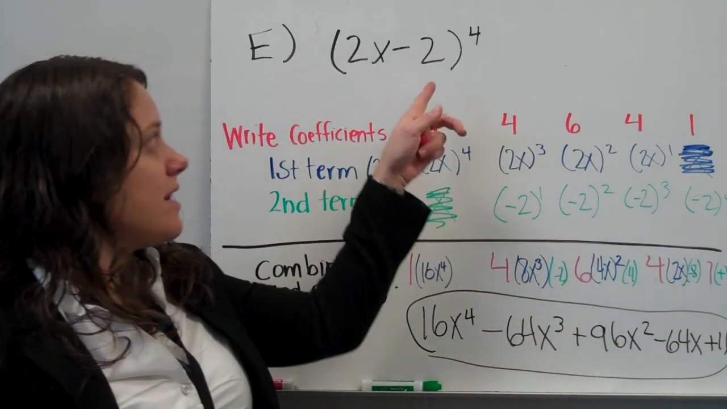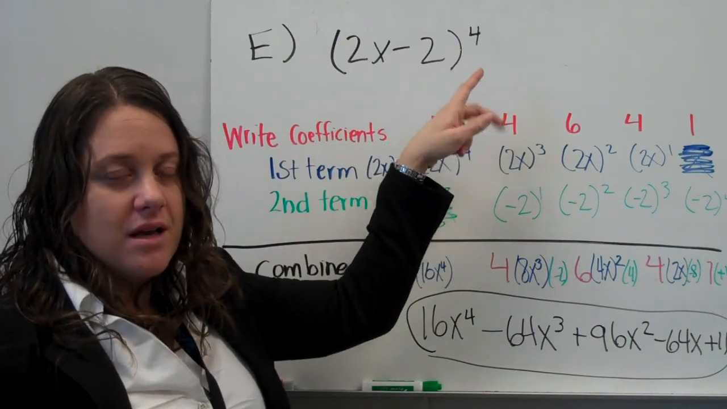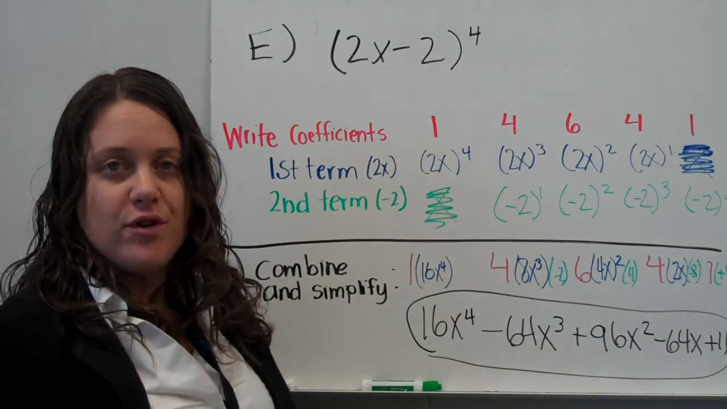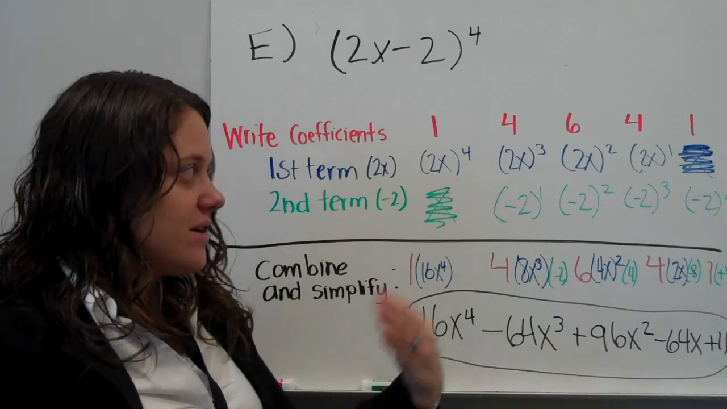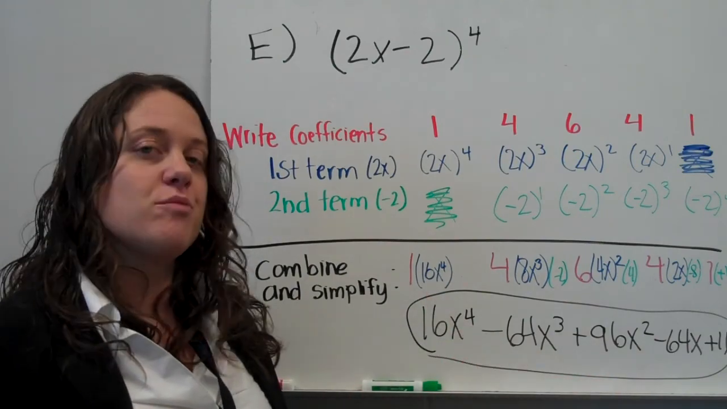So the only other way to do that would be to write that out 4 times and then multiply it together, which you can do if you're more comfortable doing that. That's fine. This is just a shortcut to, instead of having to continue doing all that distribution property.